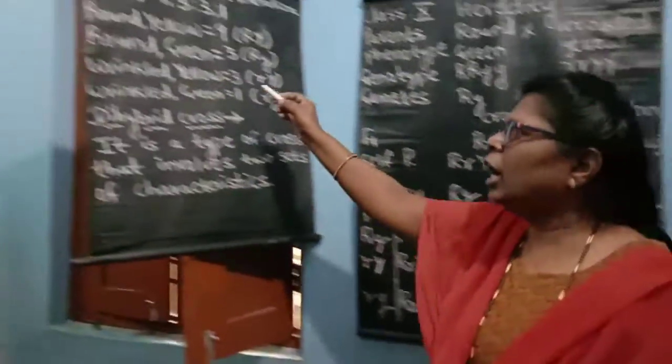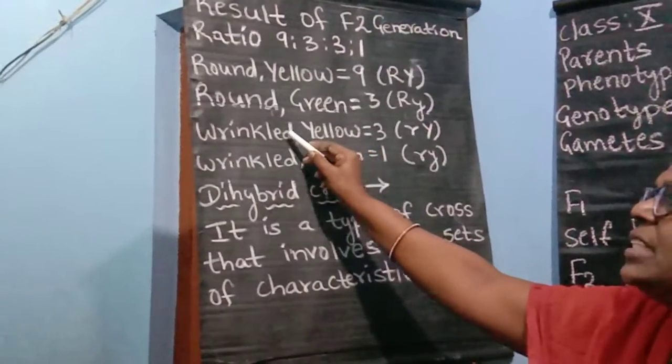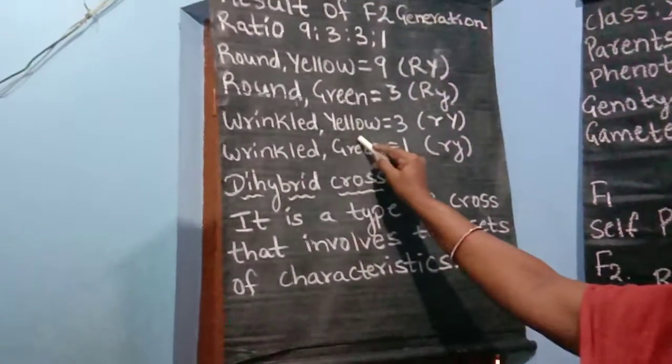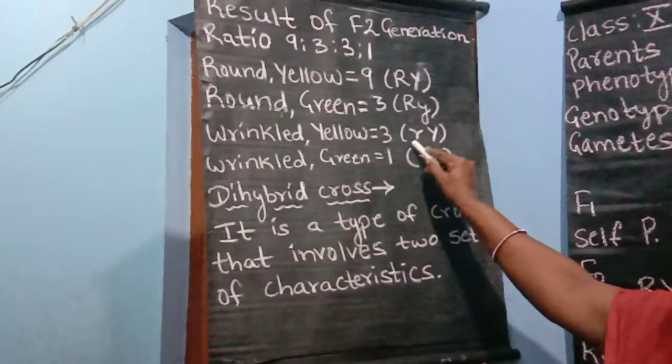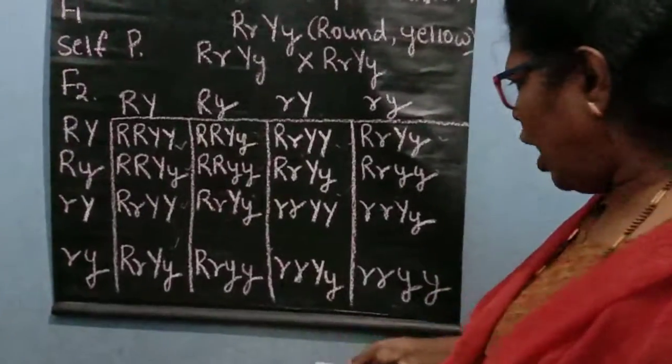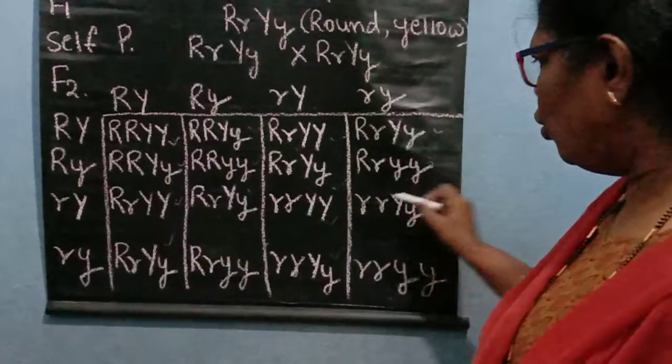Then come to the third ratio. It is wrinkled and yellow. That means seed shape is wrinkled, color is yellow. It is equal to 3. And what is the gamete? Small r and capital Y. So we have to identify now. Small r, capital Y. 1, 2, 3.